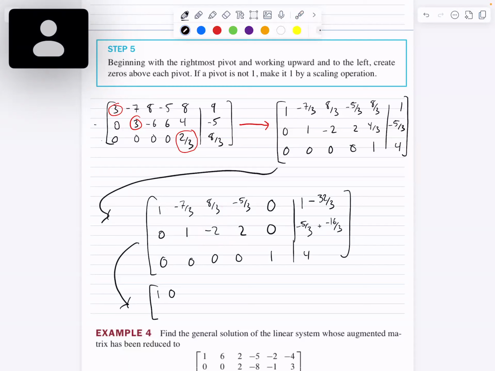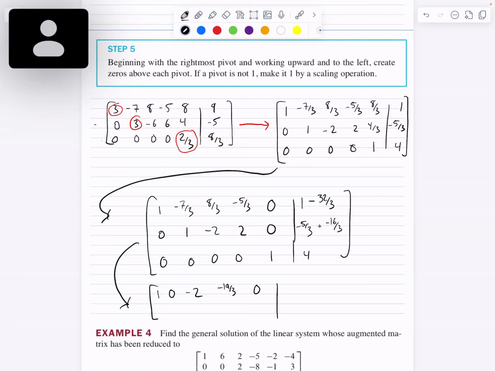negative 14 plus 8 is negative 6. So negative 6/3. So I think it should be negative 2. And then multiplying that by negative 7/3 and adding it gives me 14. And then negative 14 minus 5 is minus 19. Well, that's a bummer. It's not a perfect third, but okay. Negative 19/3. And then this will still be 0.